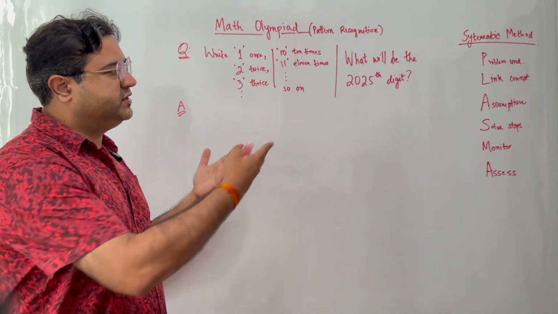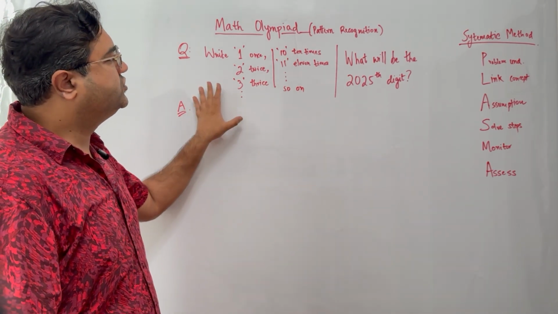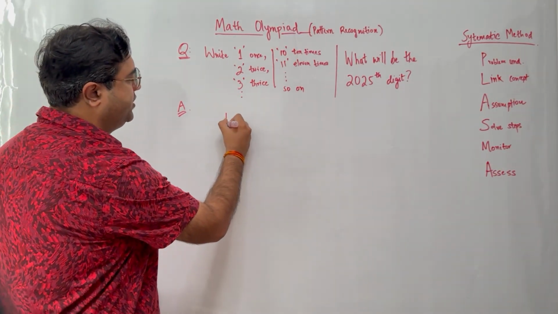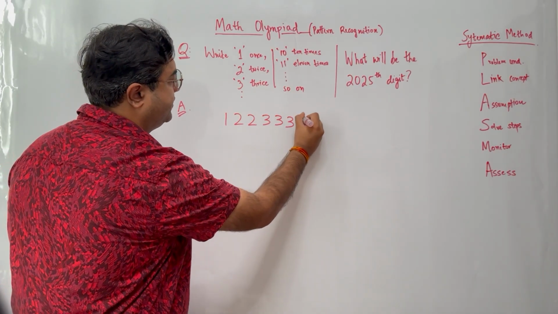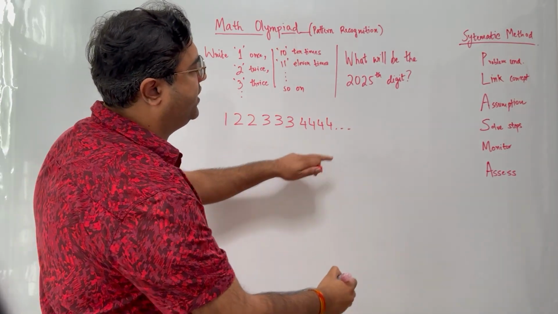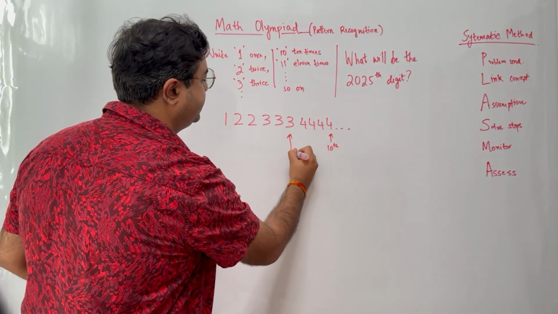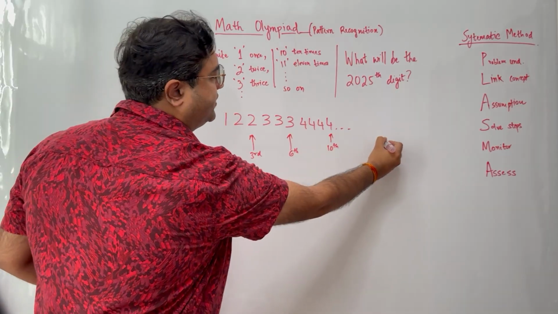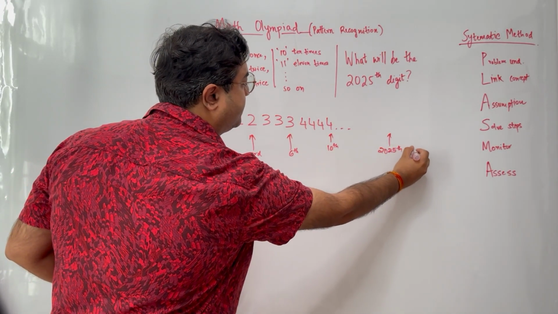As I first explained, we need to first understand the problem. So we have to write this as 1, 2 times 2, then 3 times 3, then 4 times 4 and so on, and we have to find. So this will be the 10th digit, this is the 6th digit, this is the 3rd digit, and then we have to find the 25th digit.